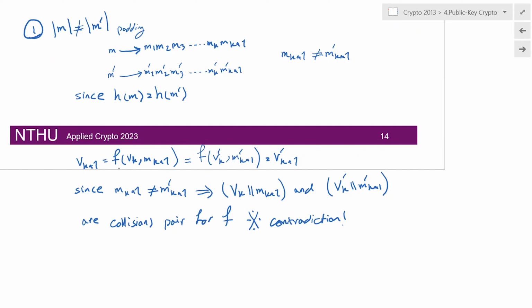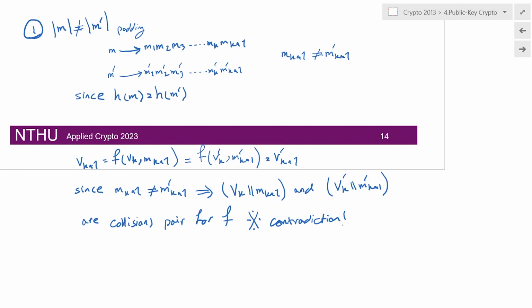So that means vk plus 1 and v prime k plus 1. We know that in this computation, mk plus 1 and m prime k plus 1 are not equal, but the f function outputs the same. That means the inputs to the f function, vk and mk plus 1, and v prime k and m prime k plus 1, are inputs that let us find a collision on f, because their outputs are the same.